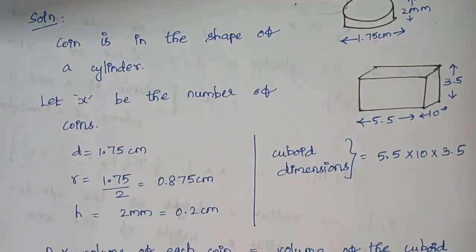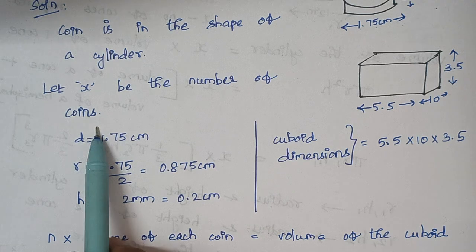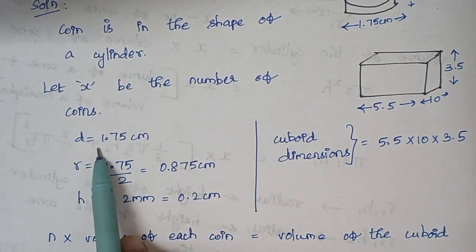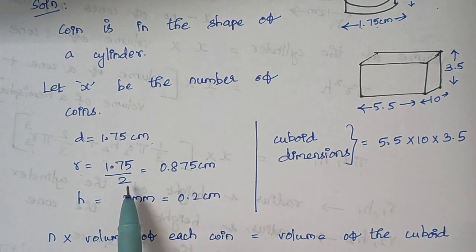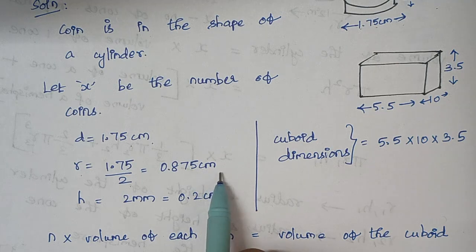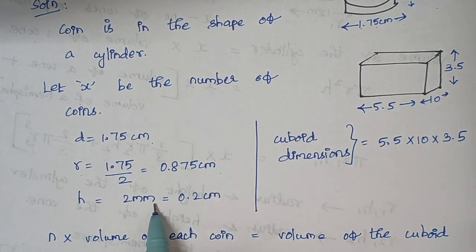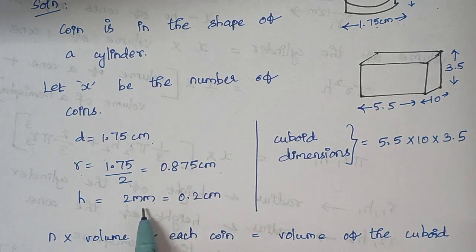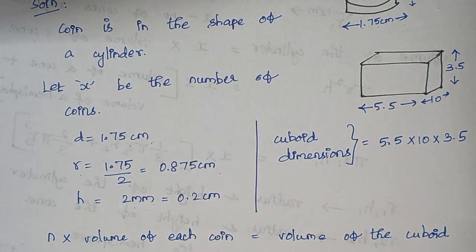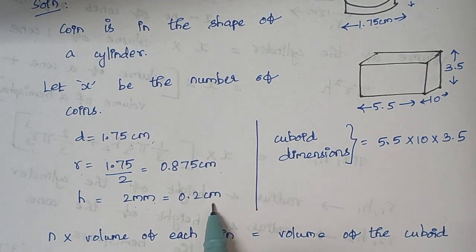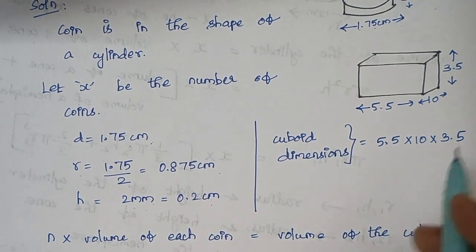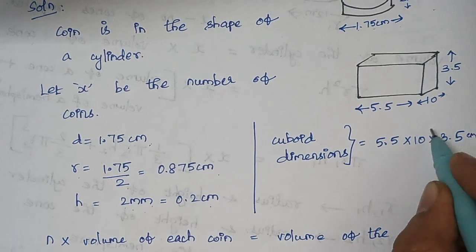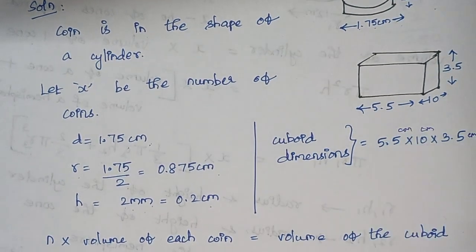So again here let x be the number of coins required. The diameter of the coin is 1.75 centimeter, so radius is diameter by 2, which is 0.875 centimeter. And height is 2 millimeter. Here the radius is in centimeter and height is in millimeter, so I am converting millimeter to centimeter. When you divide 2 by 10 it becomes 0.2 centimeter. This is the dimensions of the cuboid. So here everything is in centimeter.